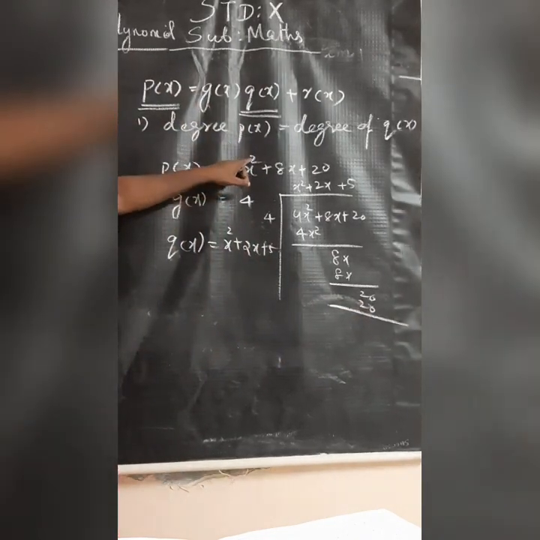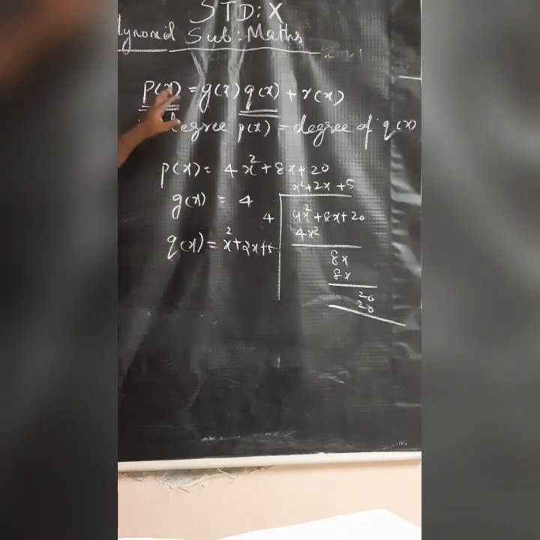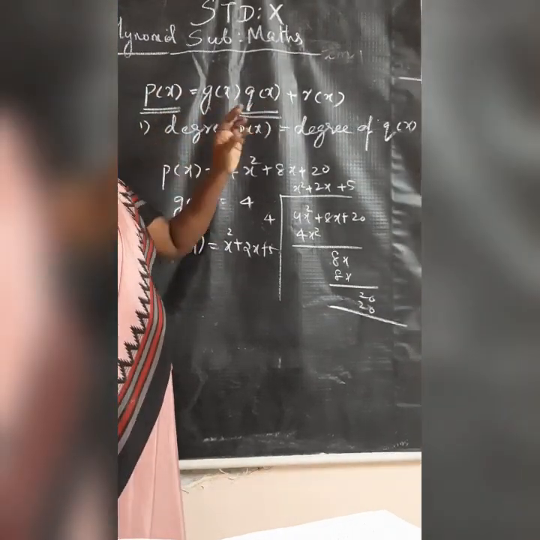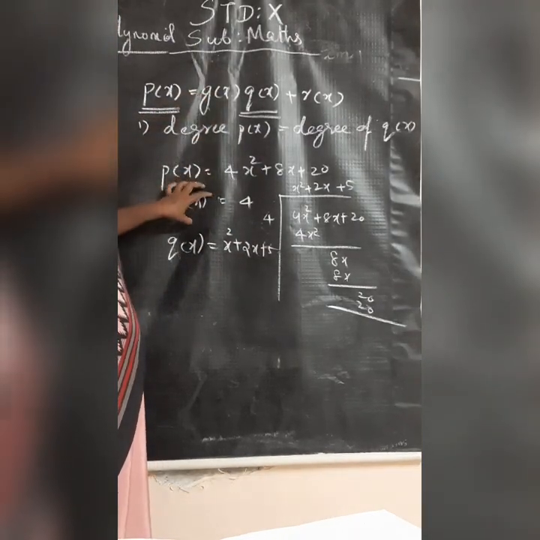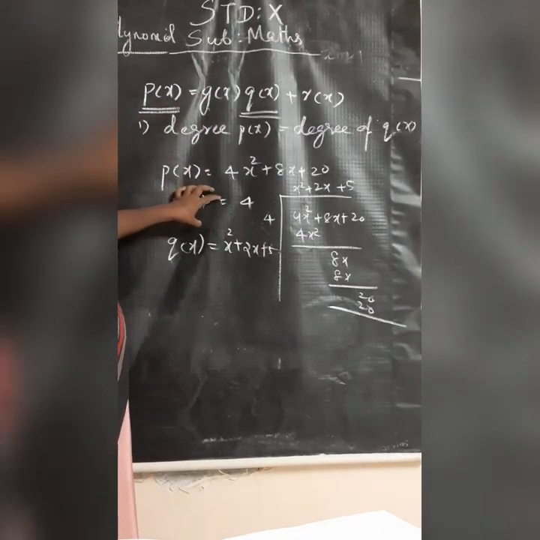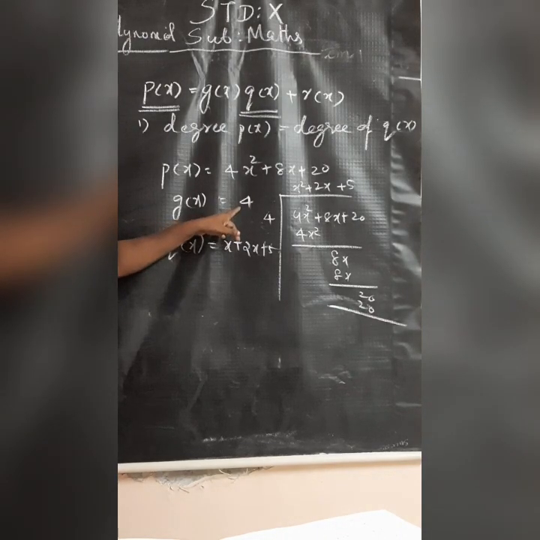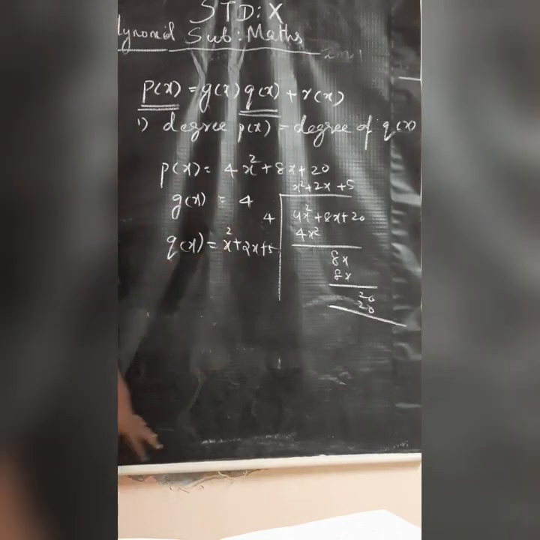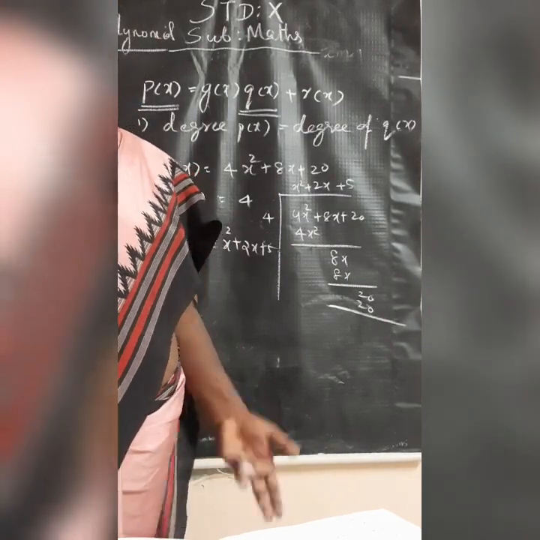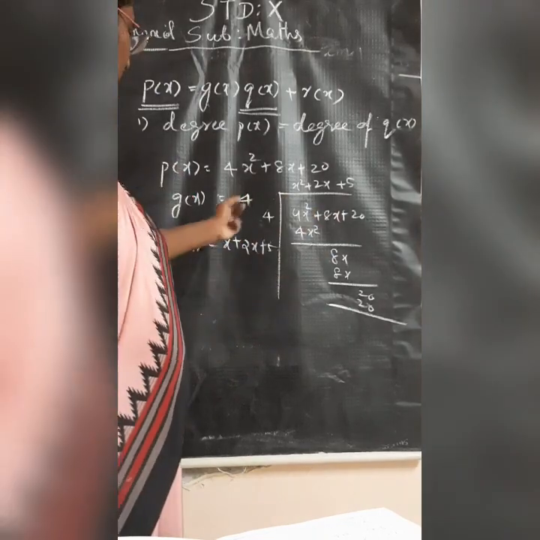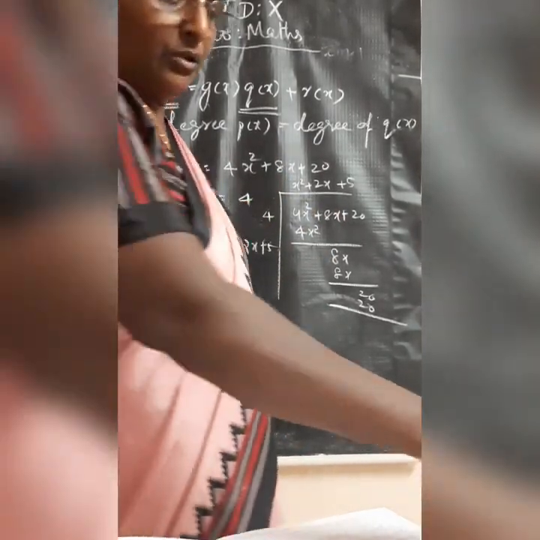Okay, see the degree of this one? 2. What is the degree of q of x? 2. So in this way, you want to make the degree of p of x and the degree of q of x the same. For the divisor g of x, always take a constant number only, not including any variables. This type of examples we can find. For example, 3x square plus 6x plus 7. You take g of x as 3. So it is easily possible. Okay, got it clear now?